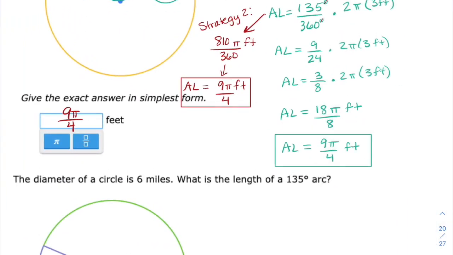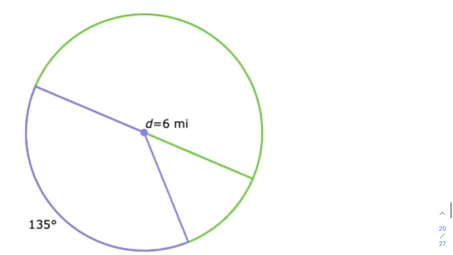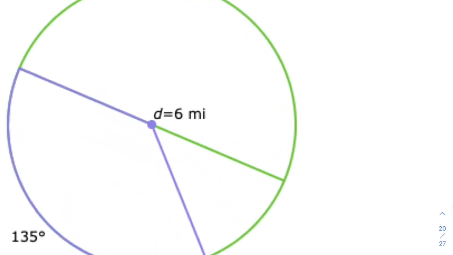Okay, the next one, you have a diameter. So it's the same formula, except you need to knock out this diameter. It has to be in radius form. So we're going to knock that out and write 3 miles. So radius equals 3 miles.